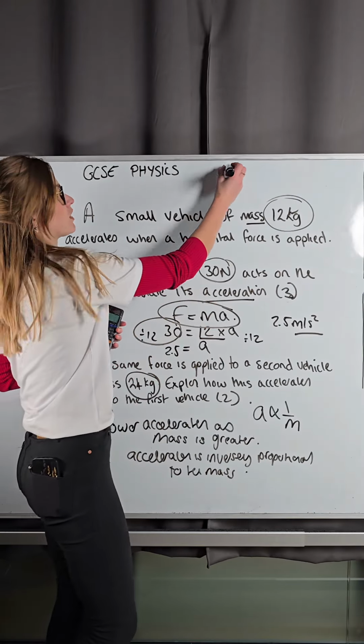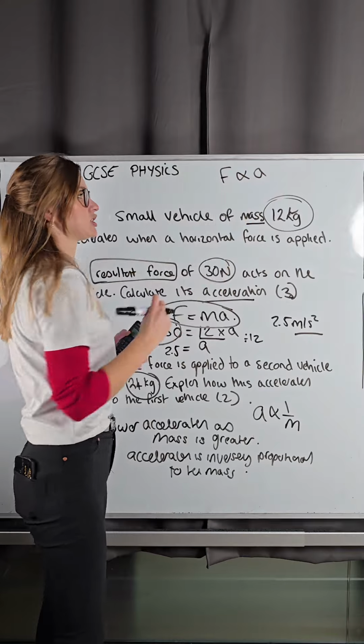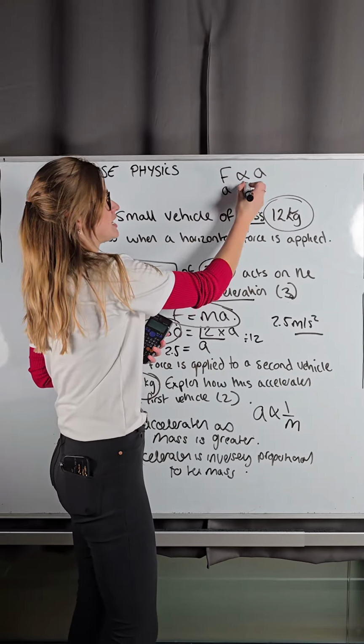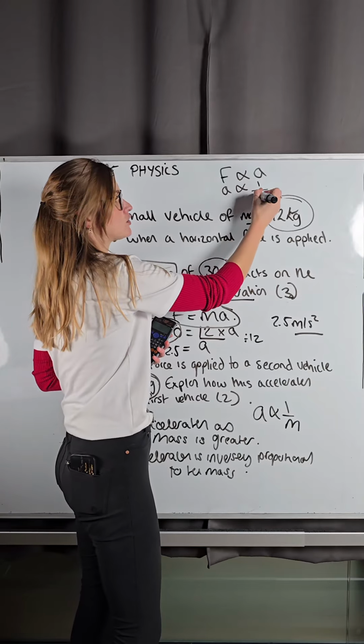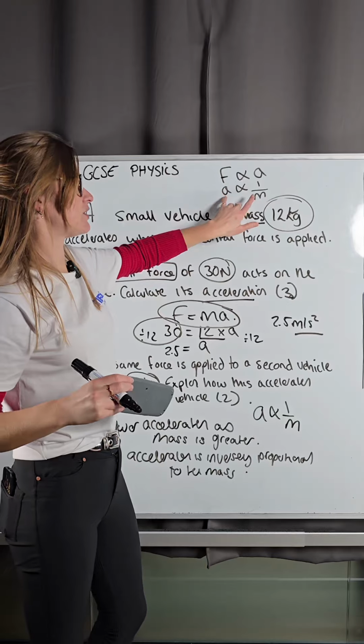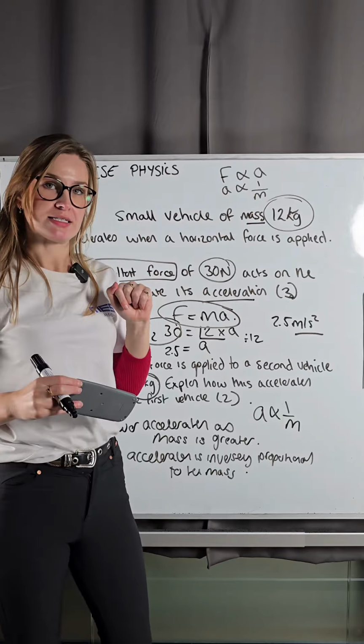So as we've normally seen before, if force is directly proportional to acceleration, if the force doubles, the acceleration doubles. But what we're saying is acceleration is not directly proportional to mass, it's inversely proportional to mass. So like the inverse means 1 over. So that's how we write it. Acceleration is inversely proportional to the mass.